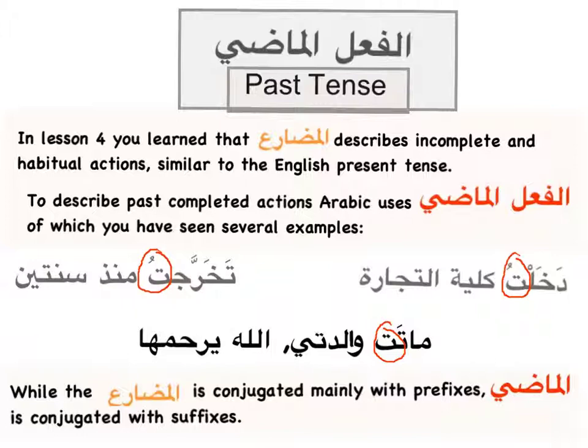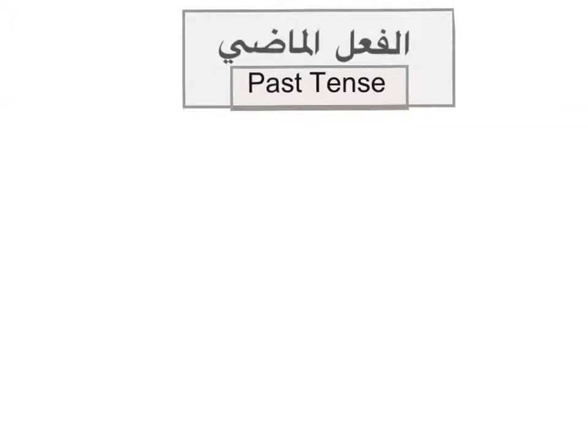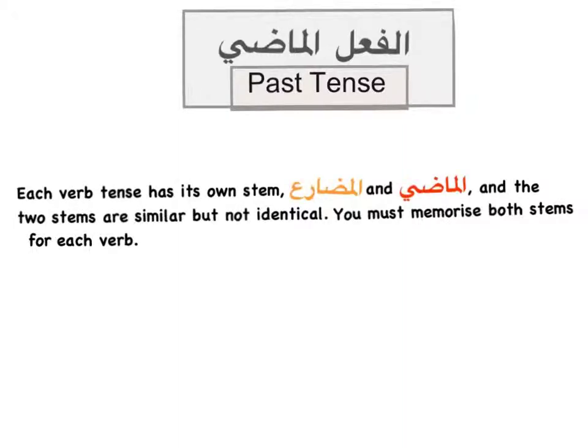Note that while المضارع is conjugated mainly with prefixes, الماضي is conjugated with suffixes. ماتت, دخلت, تخرجت. Okay, now let's look at more background information before we look at some examples. Each verb tense has its own stem, مضارع and ماضي, and the two stems are similar but not identical. You must memorize both stems for each verb.